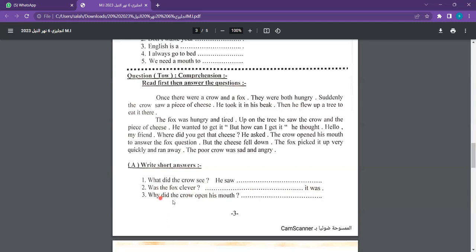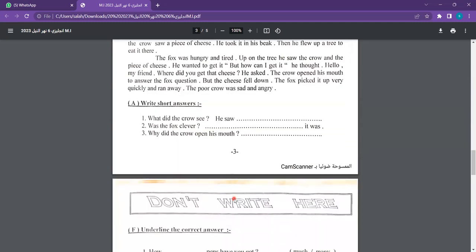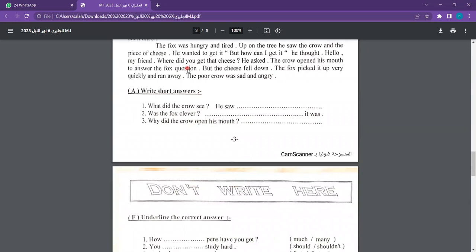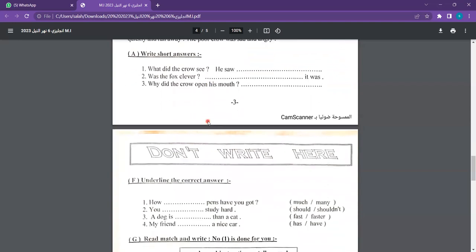Very good. Why did the crow open his mouth? Because the cheese is in his mouth. To answer the fox's question. Why did the crow open his mouth? To answer the fox's question. Very good.